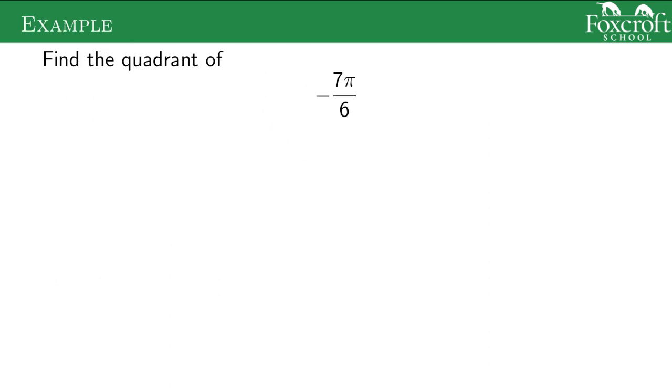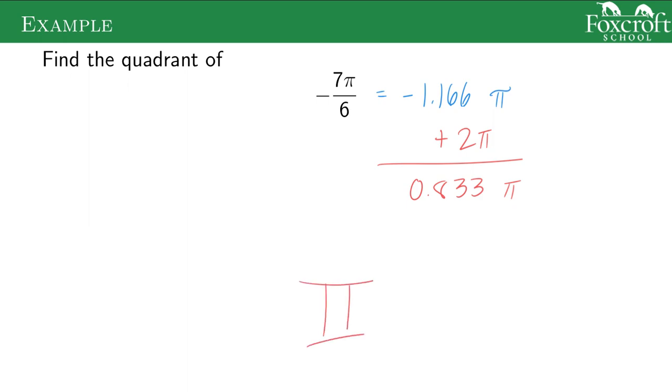All right, so negative 7 pi over 6. If I do 7 divided by 6, this is negative 1.166 pi. That's negative, so I'm going to add 2 pi to it to make it a nice positive angle. So if I add 2 to that number, I get 0.833 pi. All right, that's a nice positive one, and 0.833 is between 0.5 and 1, so this is in quadrant 2. Just like we were doing in the previous one, we're adding 2 pi to get to a nicer angle that we can reference.